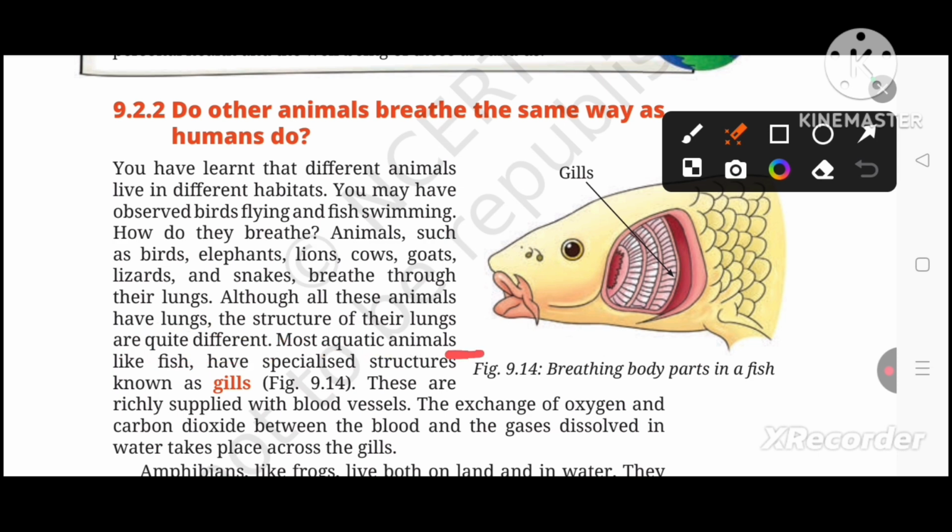Most aquatic animals like fish have special structures known as gills. These are richly supplied with blood vessels. The exchange of oxygen and carbon dioxide between the blood and the gases dissolved in water takes place across the gills.